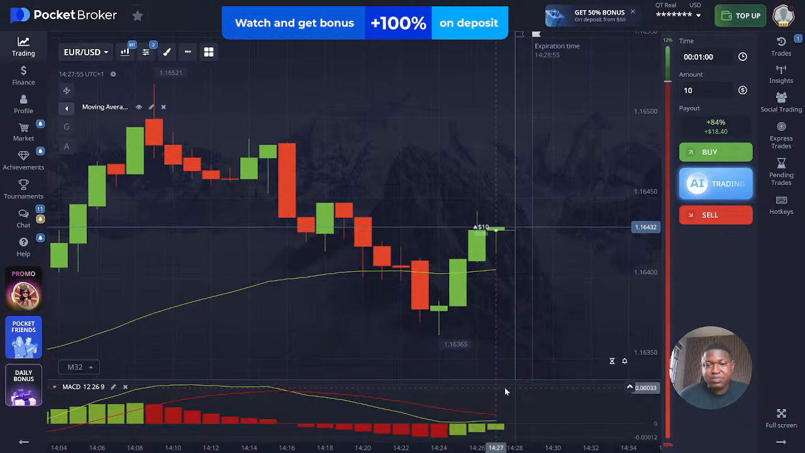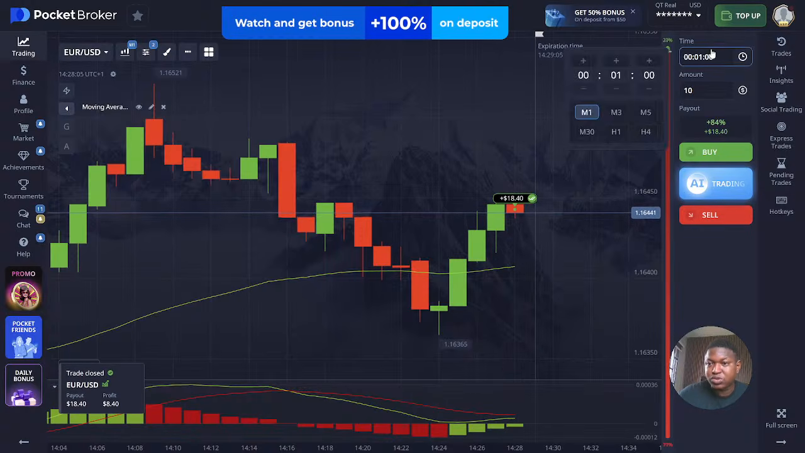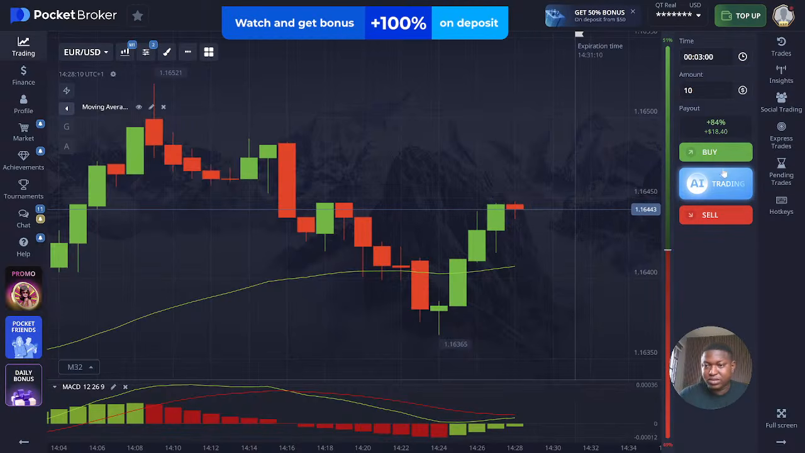Okay, keep doing what I expect you to do. I should have doubled it, but I don't want to double it. I just want to show you how the strategy works. Yes, it's about to cross. So let's switch to our 3-minute time frame and then take the trade. Once it crosses, we are taking the trade.